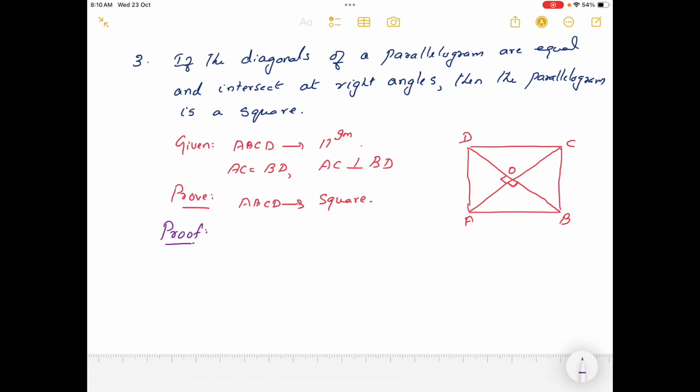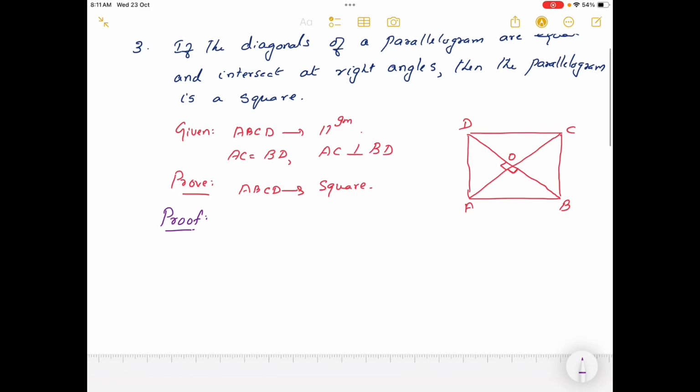Here, in a square the diagonals are equal and they intersect at right angles. That intersection at right angles is common for rhombus and square. So if both are there, the diagonals are equal also and intersect at right angles, then it is a square. So that's the property that we are going to solve.